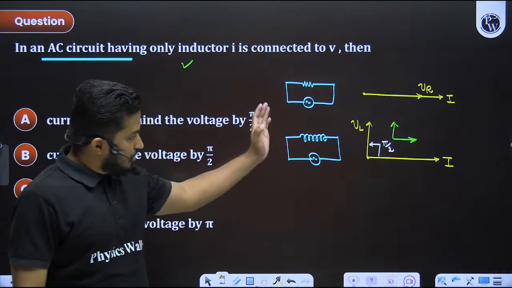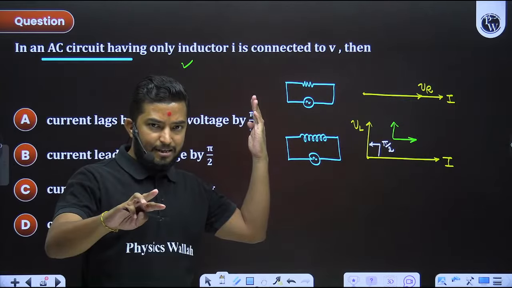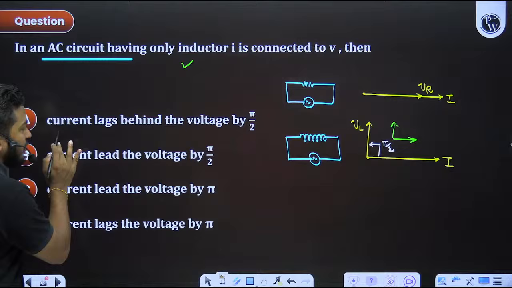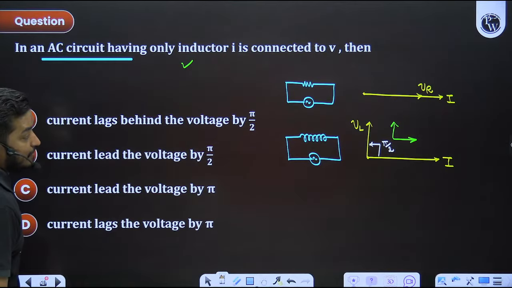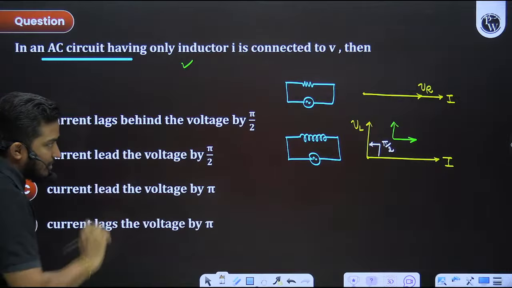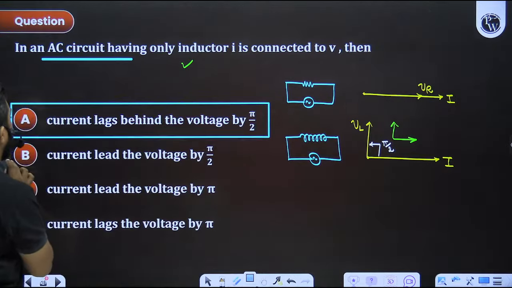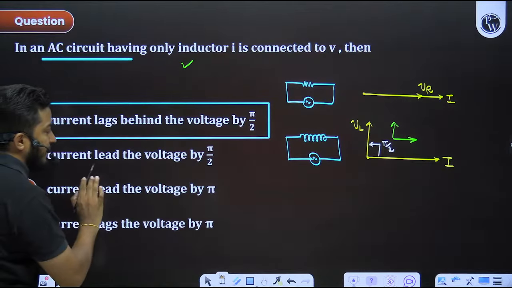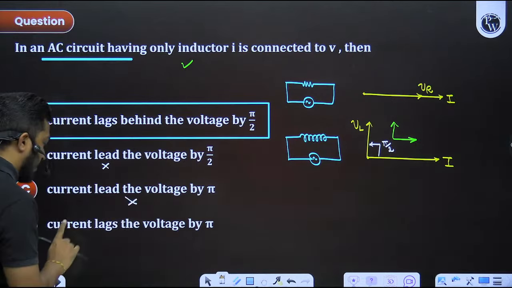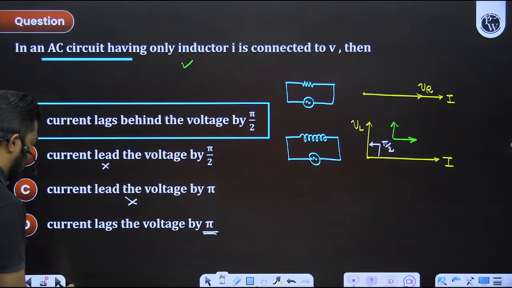So voltage has a phase pi by 2 more than the current, or inversely we can say it the other way. Just read the given options: current lags behind the voltage by pi by 2. Perfect, dear. Current lags the voltage by pi by 2 phase. Our initial sentence is completely suitable with reality. The current does not lead; actually voltage is leading. So current lags the voltage by pi by 2, and all the other options are wrong.